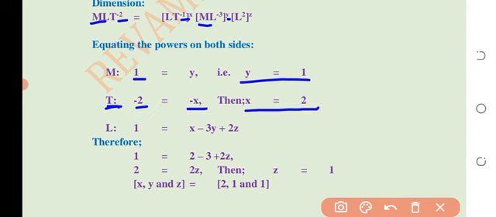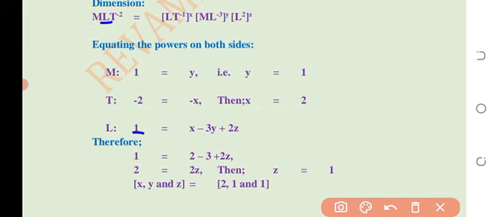Okay, now for L, on the left hand side, L is carrying the power of 1 here. And on the right hand side, L here is carrying the power of x, L here is carrying the power of -3y, while L is carrying the power of 2z here. That is why we have x minus 3y plus 2z. Remember, in indices, whatever has a multiplication sign between them, their powers will have an addition sign. But just because this is -3, the minus there will cancel the addition sign. That is what we are having there.